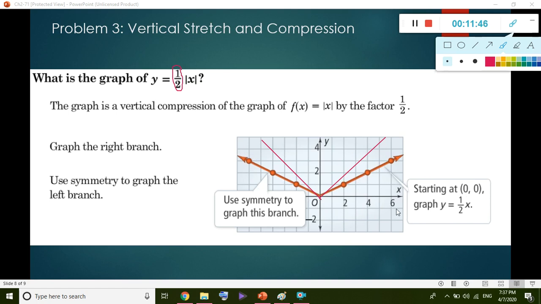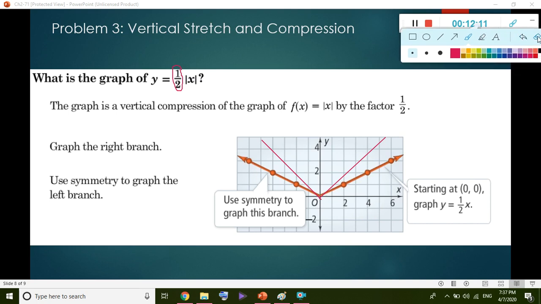Starting at 0, 0, graph 1 over 2 times the absolute value of x. Make a table, assume numbers for x, then find the answer for y and plot them. For stretching or compression, if there's no addition or subtraction, the vertex stays the same. You just use the table to find the points.